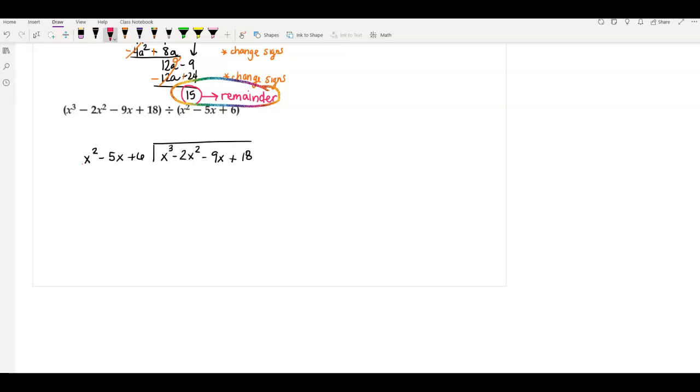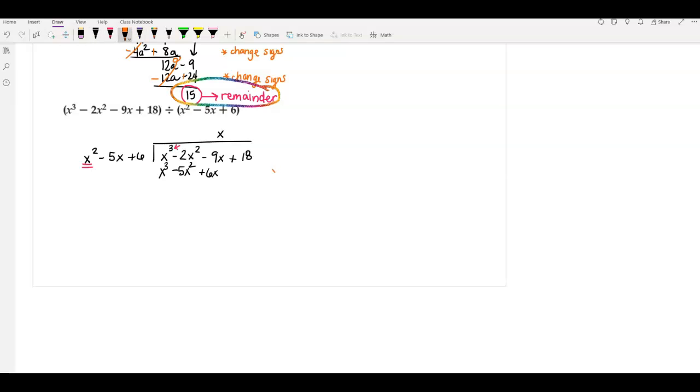What do I need to multiply this x squared by to get x cubed? Well, we just need one more x, so we multiply it by one more x. Notice I'm putting it in our x column. I take this x and multiply it by each of the three terms. X times x squared is x cubed. X times negative 5x is negative 5x squared. X times 6 is 6x.